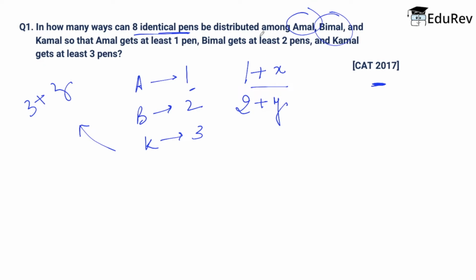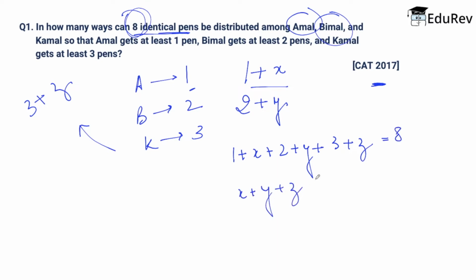But we know that the total amount of pens is constant, that is 8. That means 1 plus X plus 2 plus Y plus 3 plus Z should be equal to what? 8. So X plus Y plus Z will be equal to what? 2. That means 2 should be distributed among these 3. So let's make the cases, that is for Amal, Bimal and Kamal. Either Amal is going to get 1 and Bimal is going to get 1 and Kamal 0, or 1, 0, 1, or 0, 1, 1. These are going to be the 3 cases.